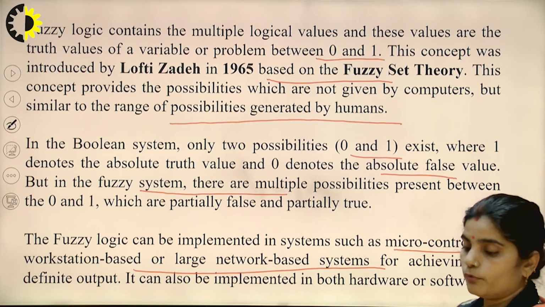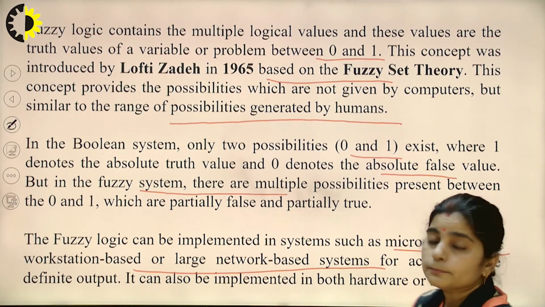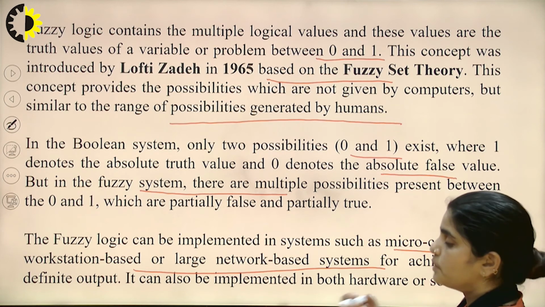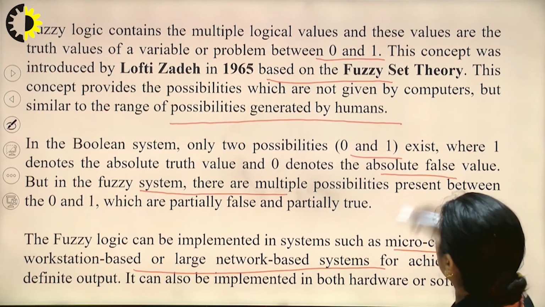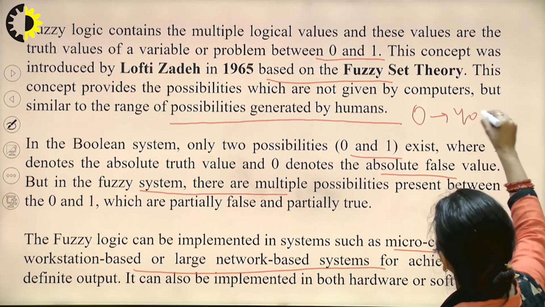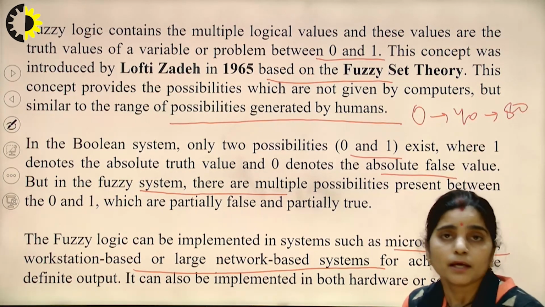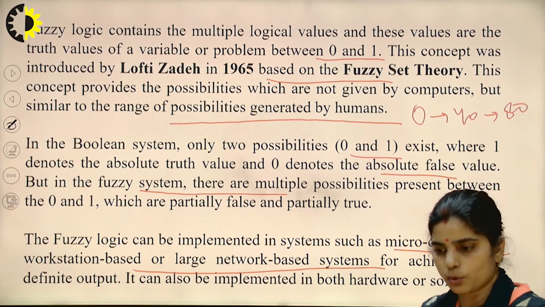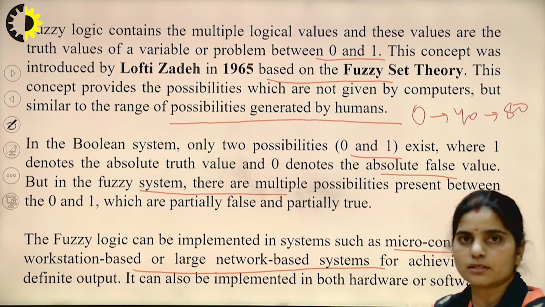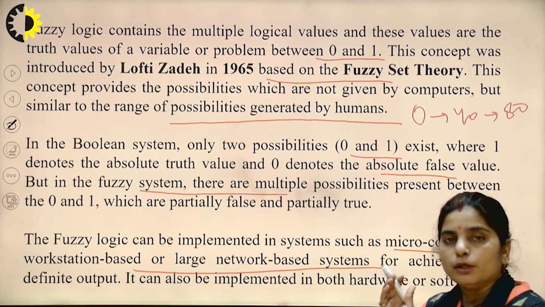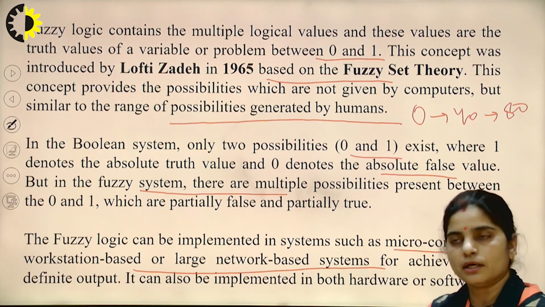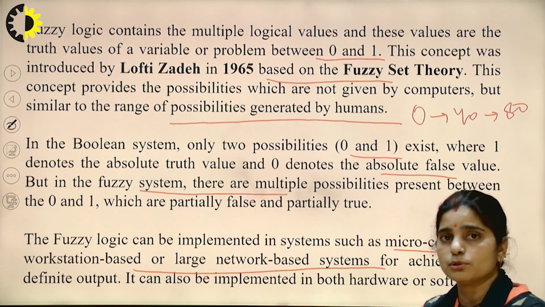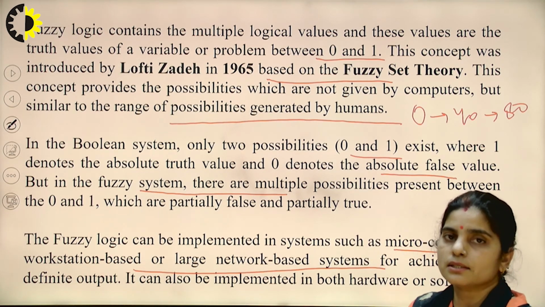For example, I want to give one example here. Just like if you are driving a car, the speed of a car varies from 0 to 40, then 40 to 80. Okay, so if you have to answer the question whether the speed of a car is fast or slow, then using Boolean logic, you have two solutions, either fast or slow. But how much fast you are speeding a car, how much slow you are speeding a car, that cannot be answered using Boolean logic.